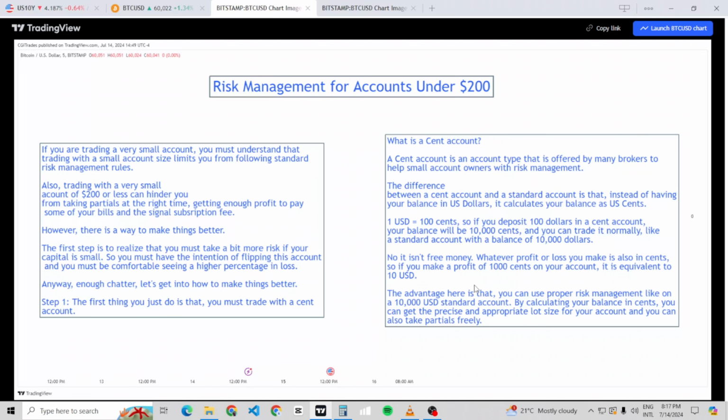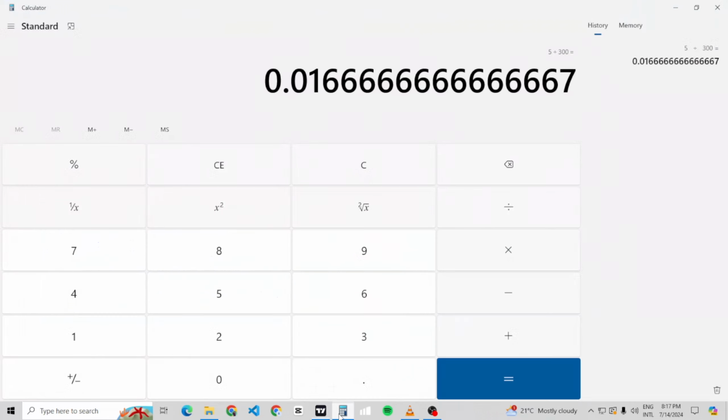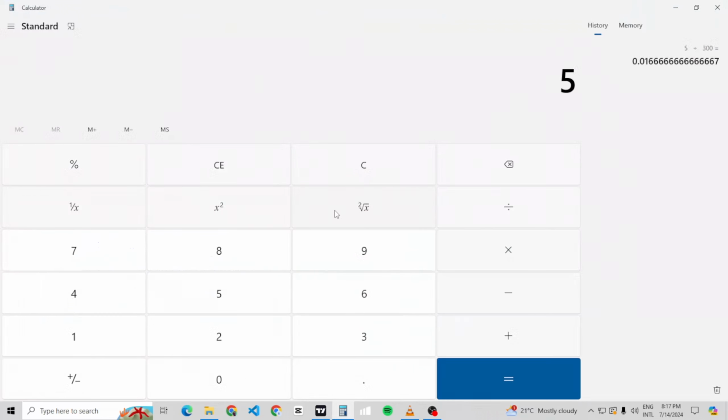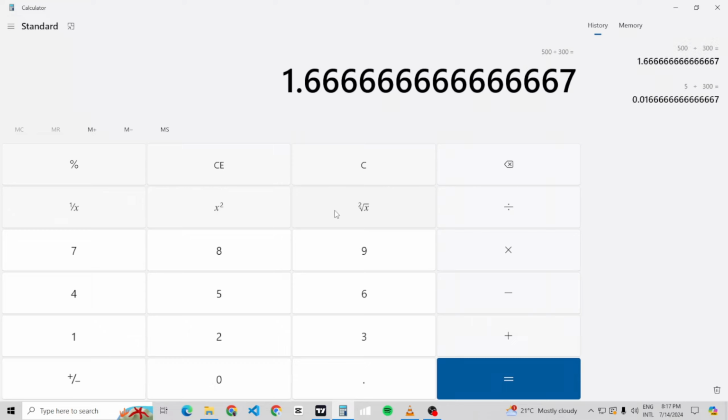if you have the money in a cent account now, you can easily say, okay, I want to risk 5% of my account, which is $5, okay? And that will now be in the cent account, that will be 500 cents, right? 500 cents. So it's going to look like this, 500 cents. You can trade it like a normal account, divided by that 300, okay? So now your lot size is 1.6666. So this is one standard lot and 66, all right? So 1.66 lot size, which is the exact precise lot size that you need for that trade. And if you lose, you are going to lose exactly $5 on this trade, nothing more, right?